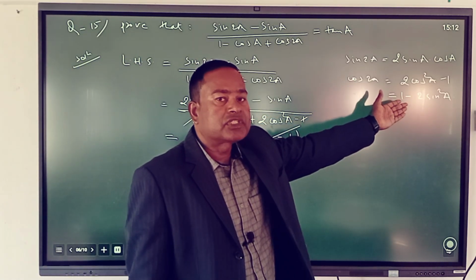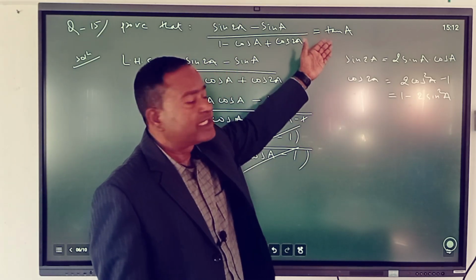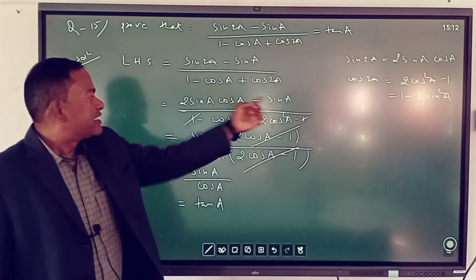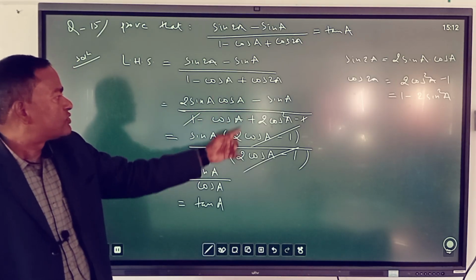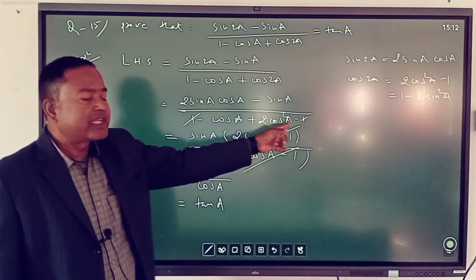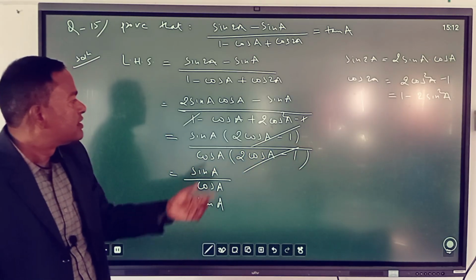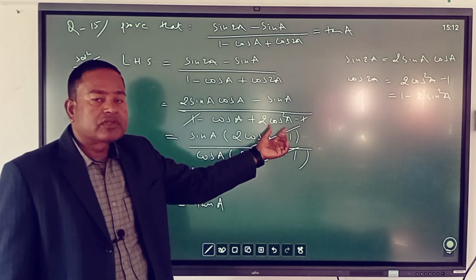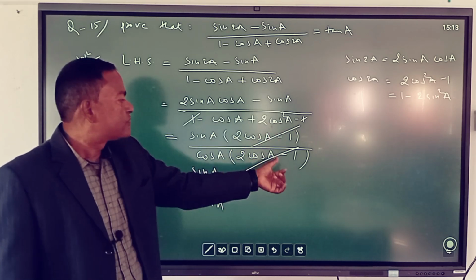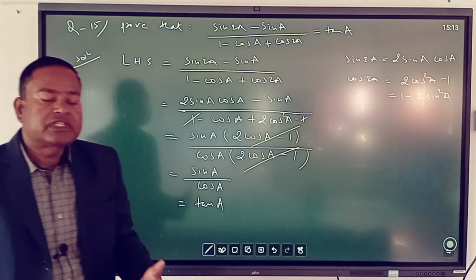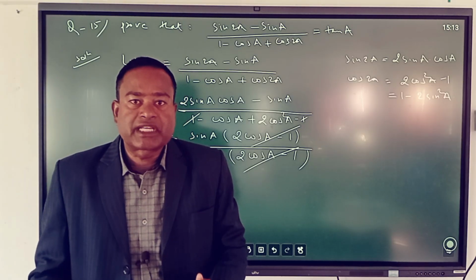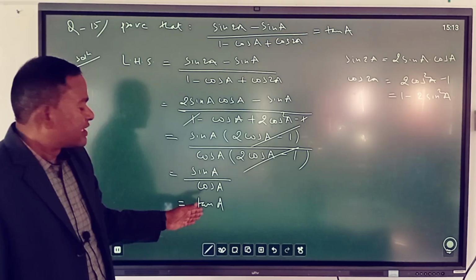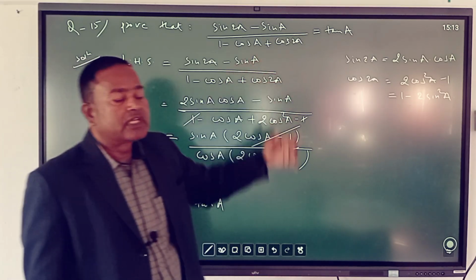We have to use the formula of cos 2a in terms of cos a because we need tan a. Tan a means sin a divided by cos a. Then we have taken sin a common. Remaining terms are 2 cos a minus 1. Plus 1 and minus 1 we have cancelled. From 2 cos square a and cos a, we have taken cos a common. So remaining terms are 2 cos a minus 1. Now again 2 cos a minus 1 in numerator and denominator are the same, so we can cancel. Then sin a divided by cos a, we get tan a, which is equal to RHS.